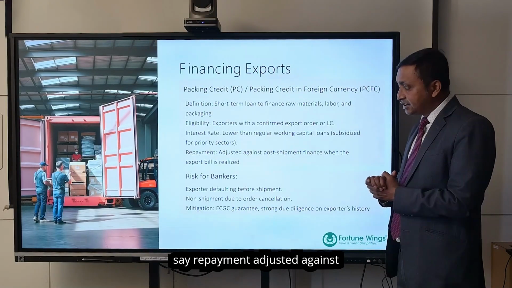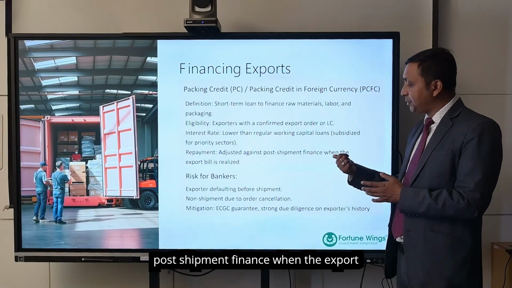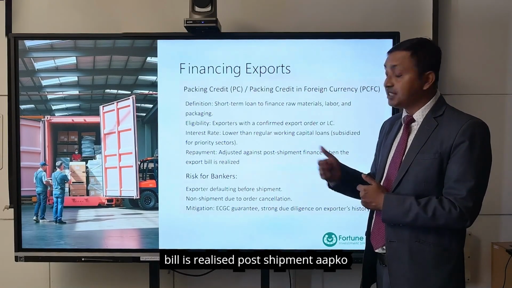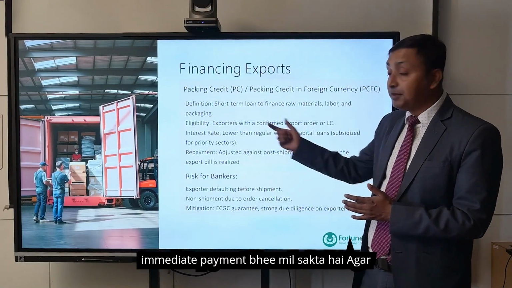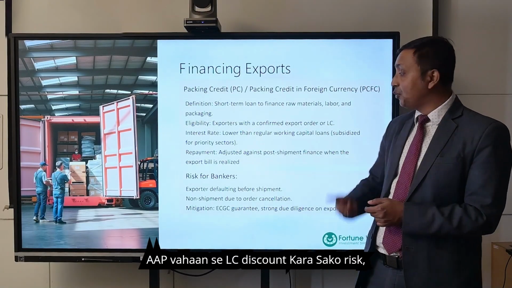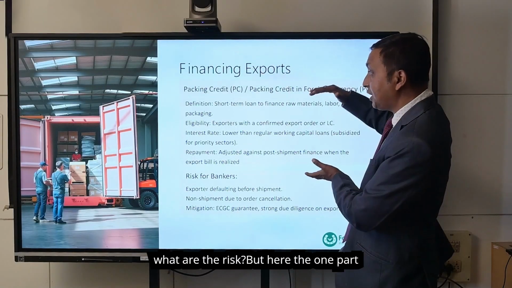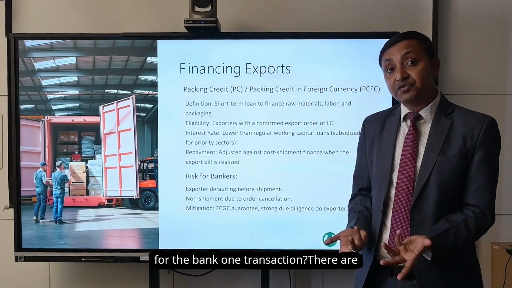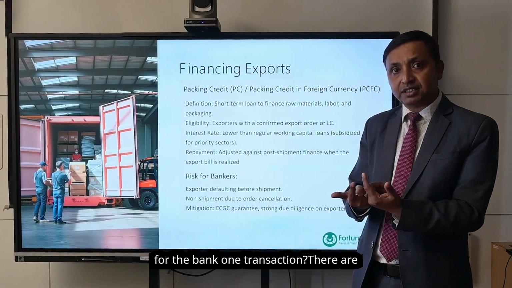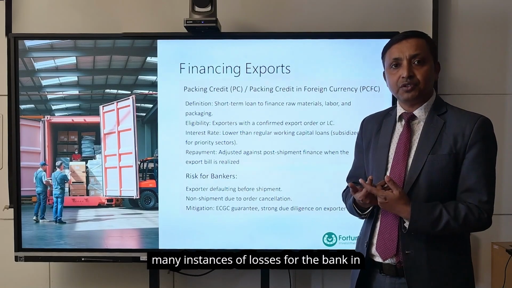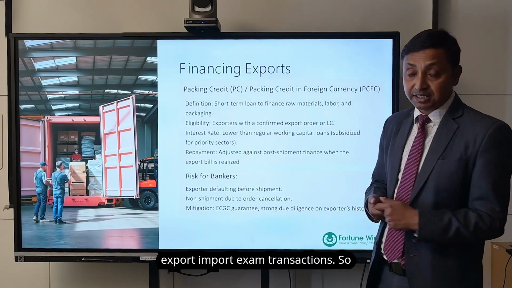Repayment is adjusted against post shipment finance when the export bill is realized. In post shipment you can also get immediate payment if you can get the LC discounted from there. Risk: what are the risks? That is one part, the benefit, but what are the risks for the bank? One transaction. There are many instances of losses for the bank in export import EXIM transactions.